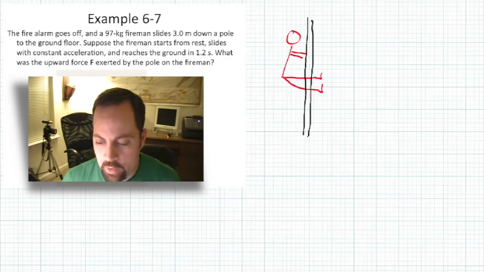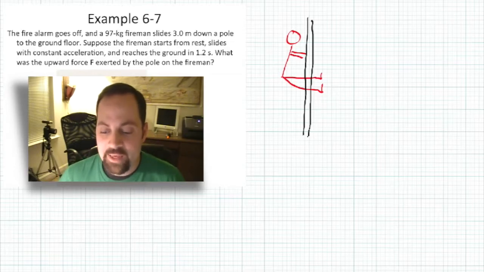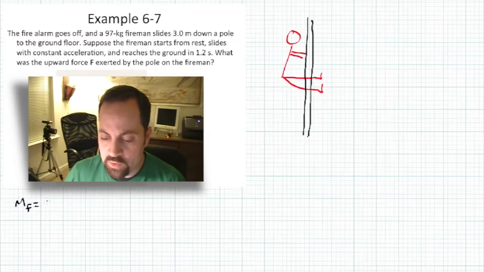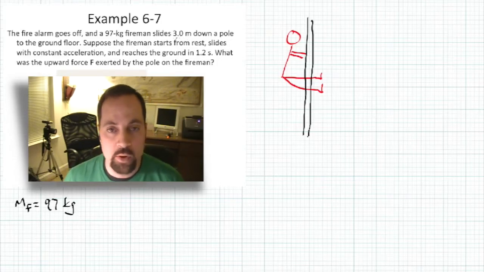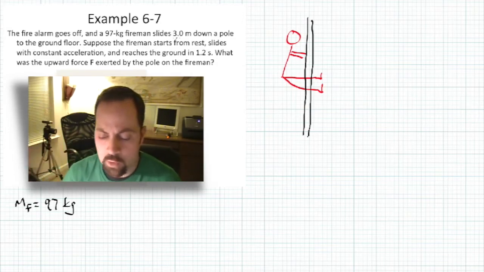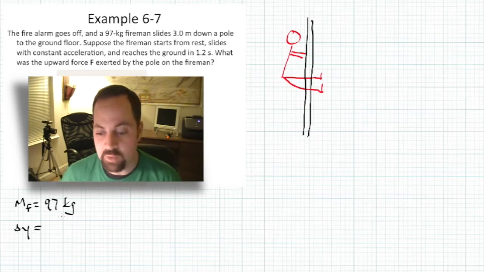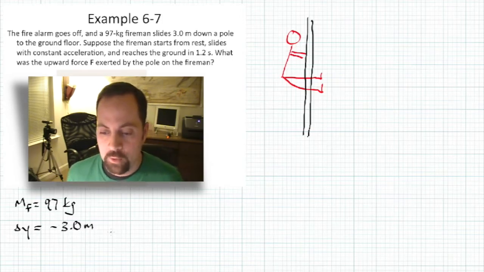Alright, and I know you're all laughing right now. And he is 97 kilograms. So let's write that down. Mass of the fireman equals 97 kilograms. That's about right for an average sized man. And the pole is 3.0 meters. So what kind of a measurement is that? Well, that's displacement. And so he's being displaced downward. So we could probably say that our delta y, that is our displacement, is negative 3.0 meters.